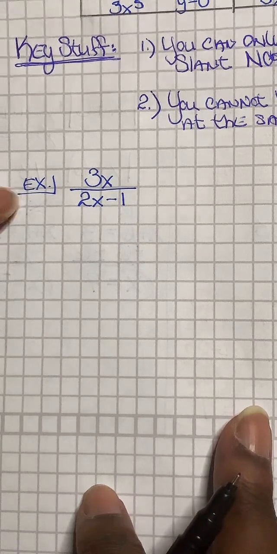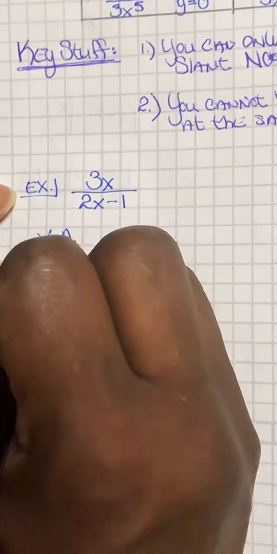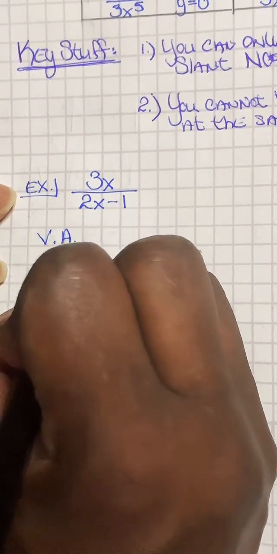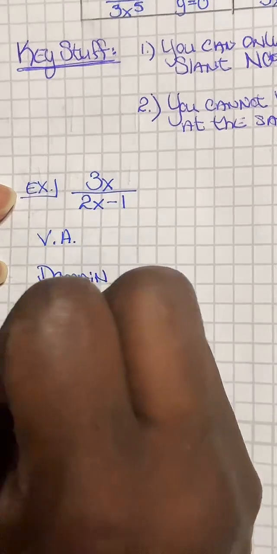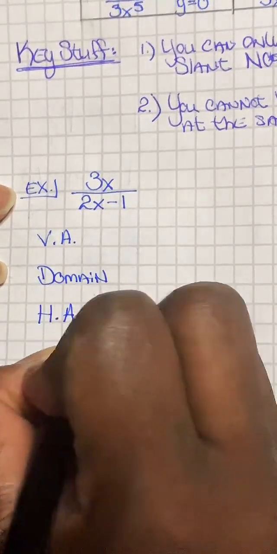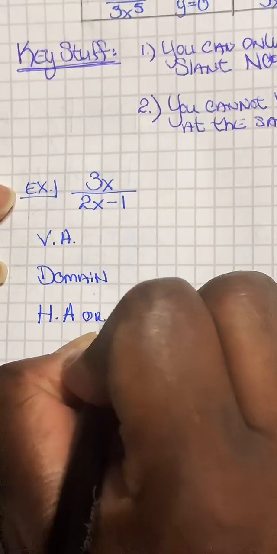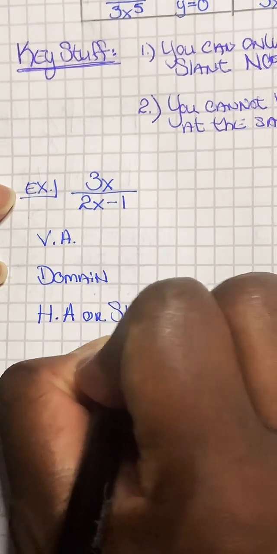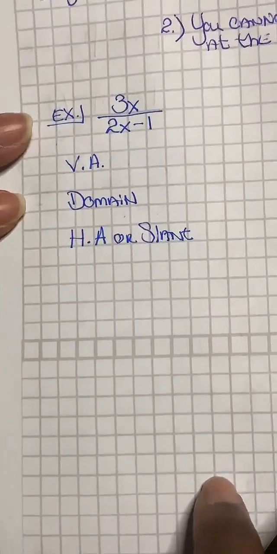So let's start from the beginning. I want you to tell me what my VA is. I want you to tell me what my domain is. And if I'm going to have a horizontal asymptote or a slant asymptote. I'm just going to write the word slant. Okay, and then what is it?